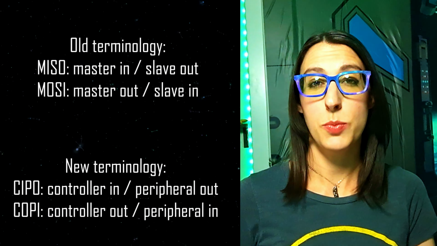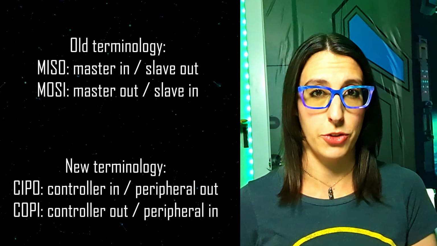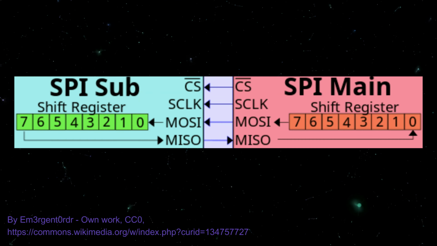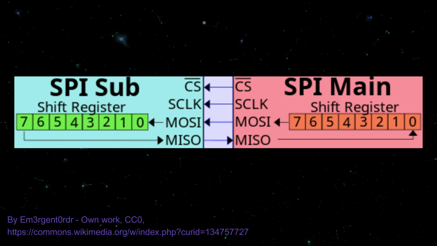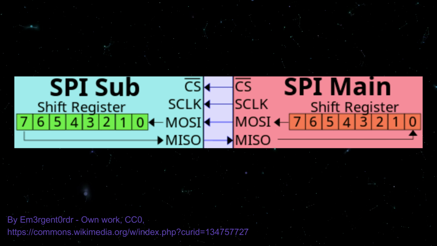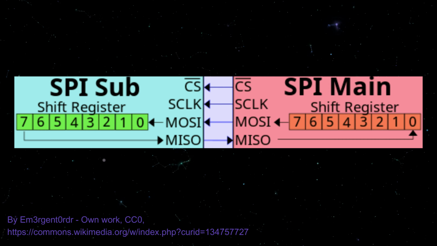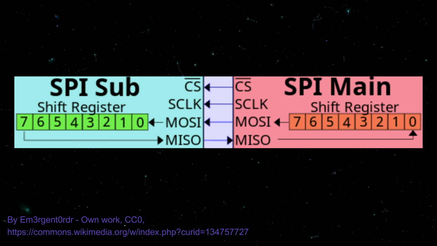Depending on how new your SPI device is, the MISO or MOSI lines might say COPI and CIPO instead. This is because controller-peripheral is updated terminology to replace the old master and slave terminology. The controller sends data in serial, so bit by bit along the MOSI line. Usually the most significant bit is sent first. The peripheral can send data back to the controller bit by bit through the MISO line. Usually the least significant bit is sent first. Data can be sent and received at the same time since SPI uses both of these lines.